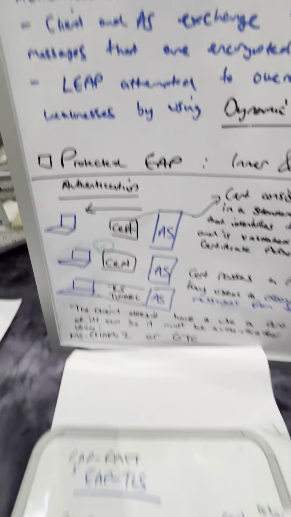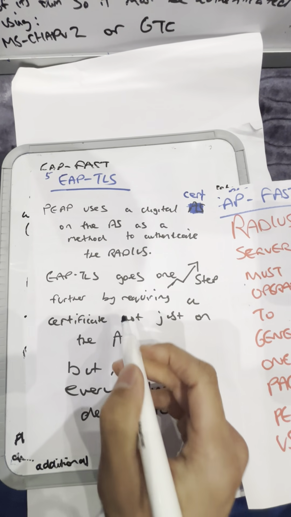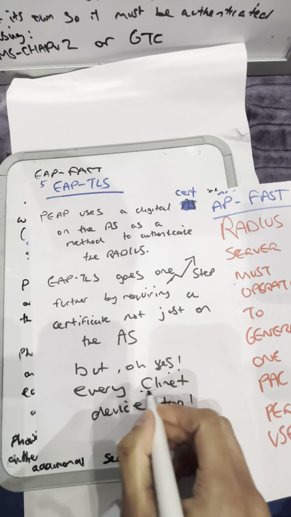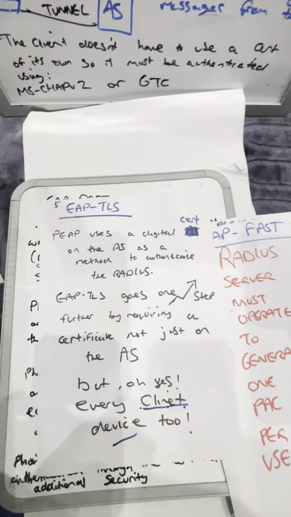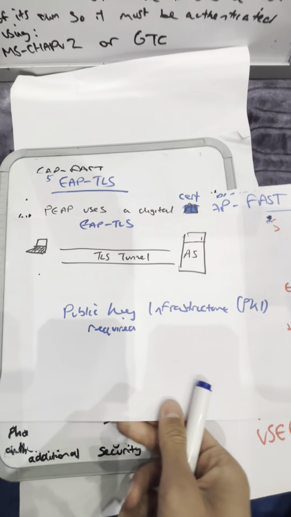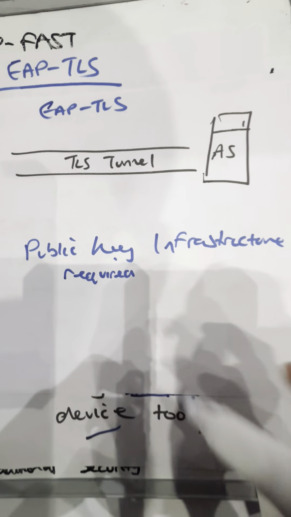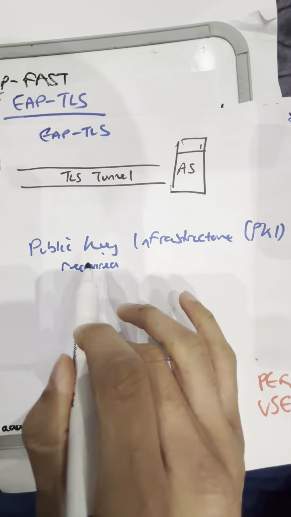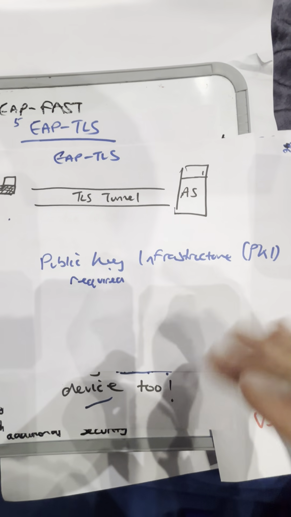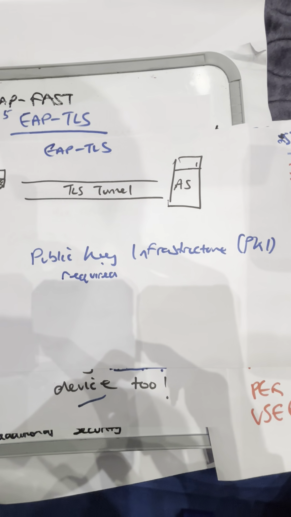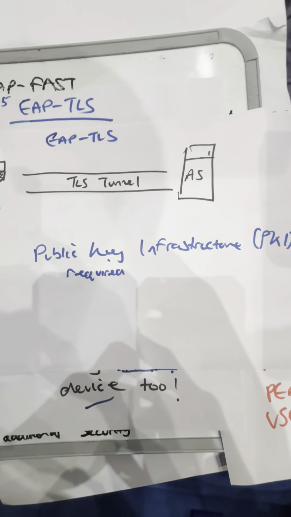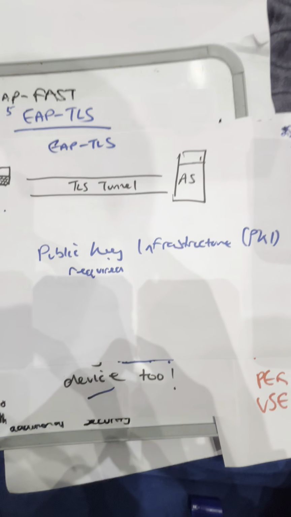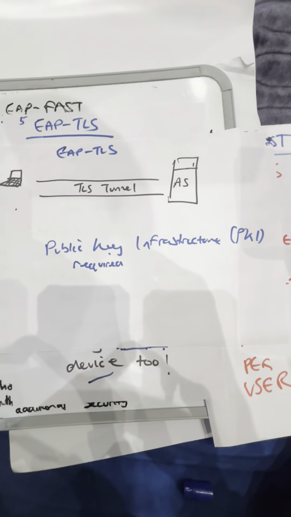Now, let's look at EAP-TLS, which goes one step further than PEAP, because this requires a certificate on every client device. Every client device uses a certificate, and that means we need to use something called a PKI, public key infrastructure, in order to manage all of these certificates. We've got so many that we need to manage and also revoke once they're no longer required by the end user device. So that is the different EAP methods discussed.